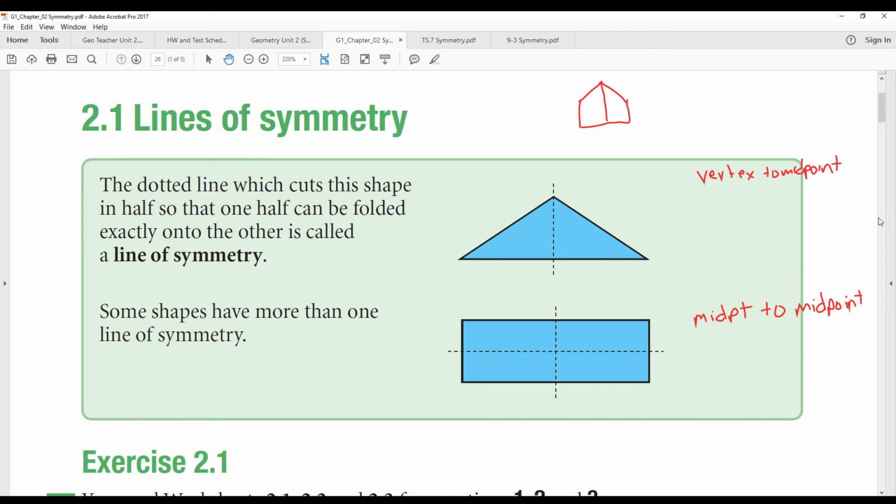If you have an even number of sides, you could find a line of symmetry by going midpoint to midpoint. Okay. And this one has two. So imagine it right here, and you imagine it right here. So those are things to consider.